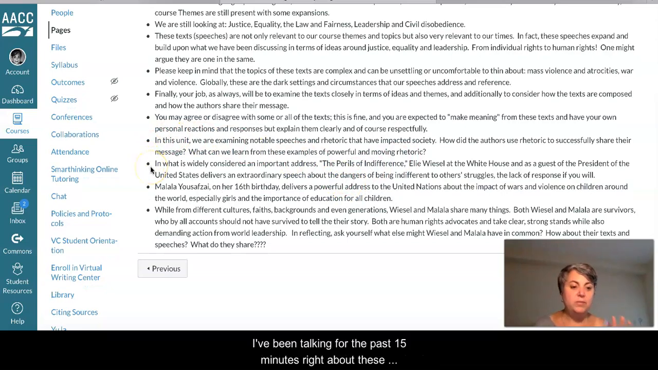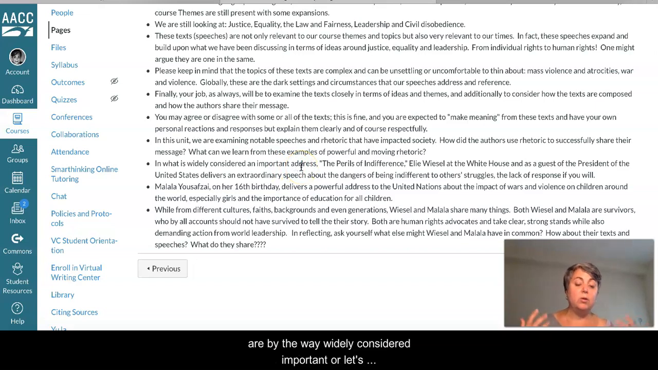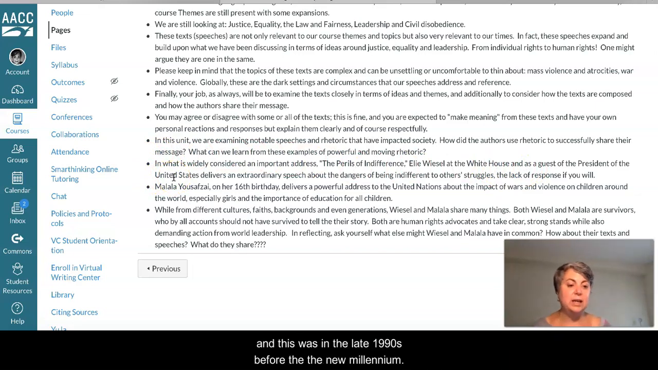And so I've been talking for the past 15 minutes about these texts and these speeches. Now I'm going to reveal to you the two speeches that you're going to be looking at. These are, by the way, widely considered notable speeches or successful examples of rhetoric. The first one is The Perils of Indifference by Elie Wiesel, which was delivered at the White House as a guest of the President of the United States, President Bill Clinton. This was in the late 1990s, before the new millennium.